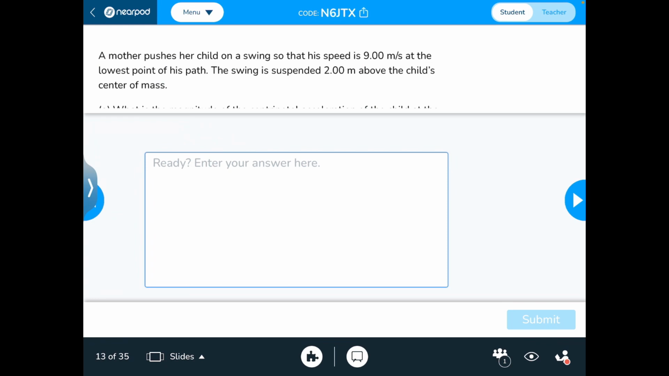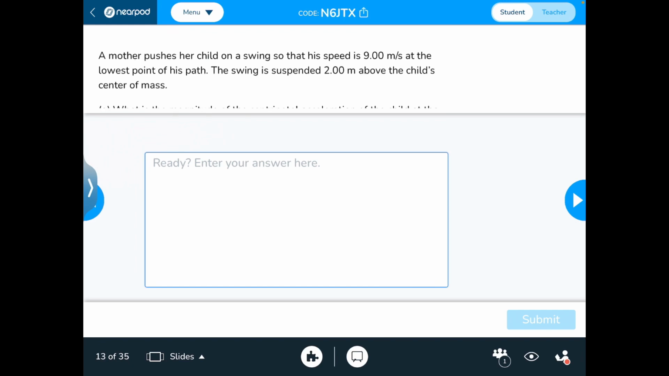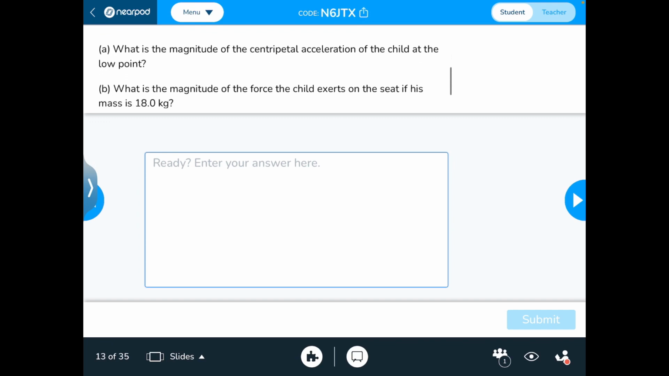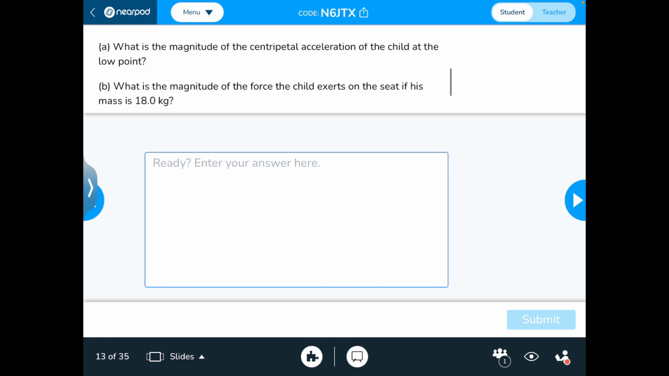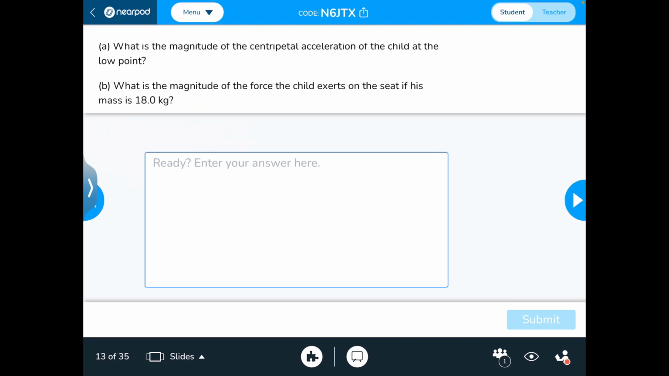All right, so here we have this problem where a parent is pushing their child on a swing. The mother is pushing the child on a swing. His velocity is 9 meters per second at the lowest point of his path, and the swing is suspended 2 meters above the child's center of mass. We want to figure out the magnitude of the centripetal acceleration of the child and the magnitude of the force the child exerts on the seat if his mass is 18 kilograms. Then we're going to see about how reasonable the results are. Does the centripetal acceleration make sense? Does the magnitude of the force make sense for what the child's going to be feeling as well?